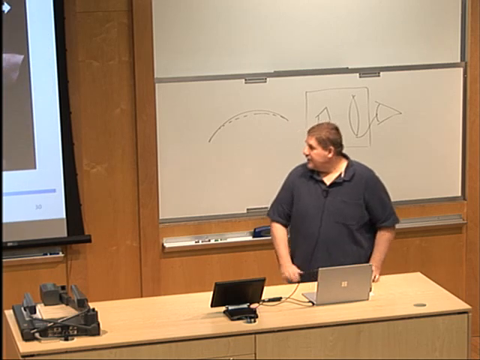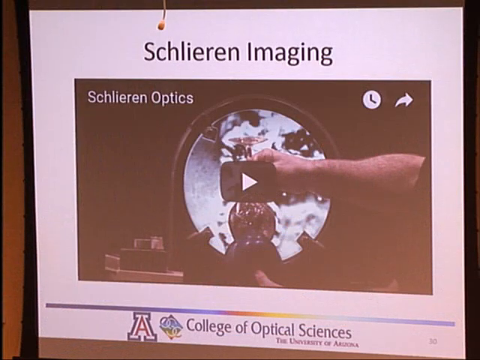Now let's talk a little bit about some other things here. This is a cool thing called Schlieren imaging, and this is a technique of being able to visualize things that are normally invisible.